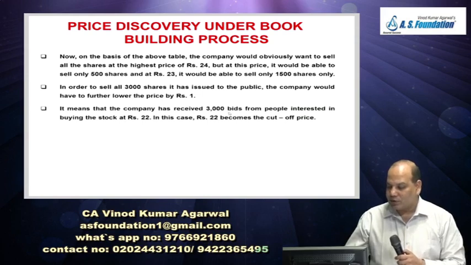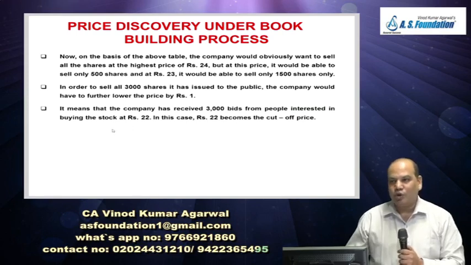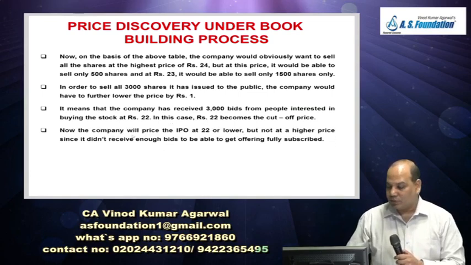It means the company has received 3000 bids from people interested in buying the stock at rupees 22. All will be allotted at 22. It's not that the first will be allotted at 24, the second at 23, and the third at 22. All will be allotted at 22. So 22 becomes the cutoff price.